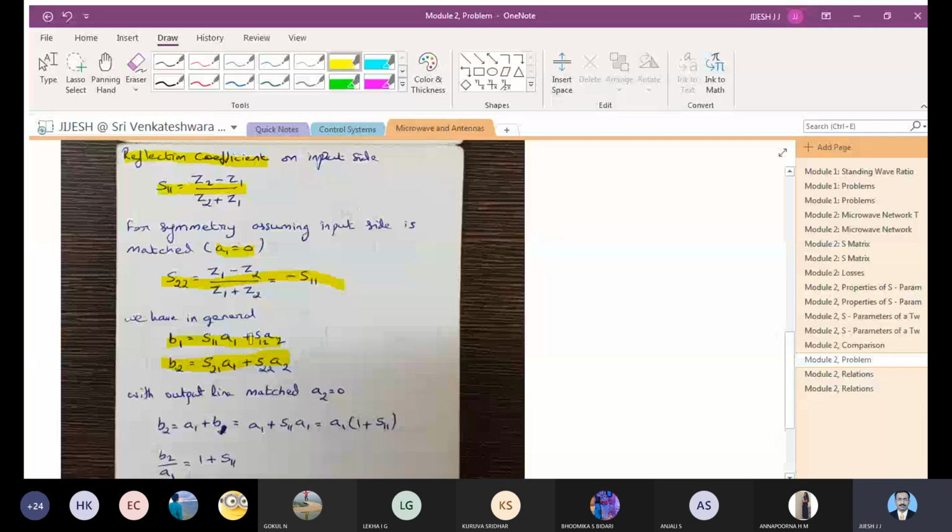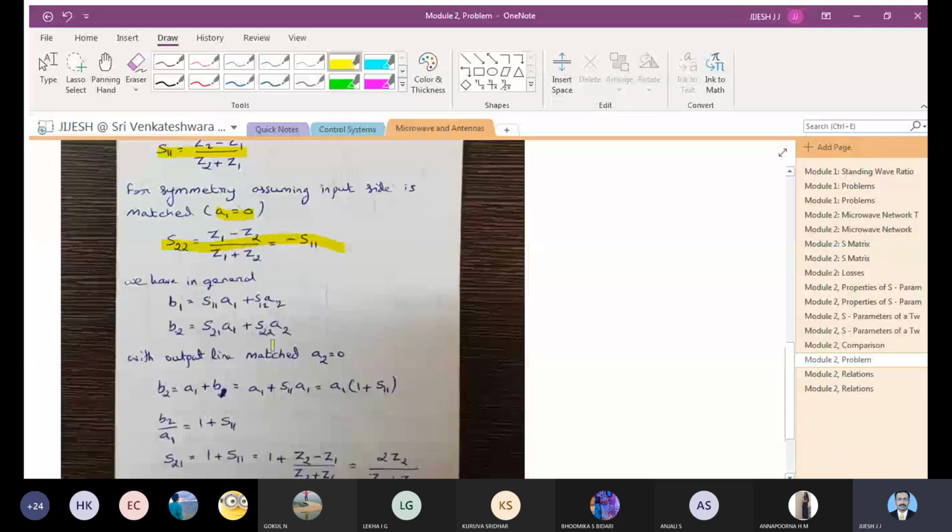Let us see how the equations will be here. I am going to put A2 is equal to 0 in both places. So I'll get B1 is equal to S11A1 and B2 is equal to S21A1. And when I simplify it further, I can take it as B2 is equal to A1 plus B1.